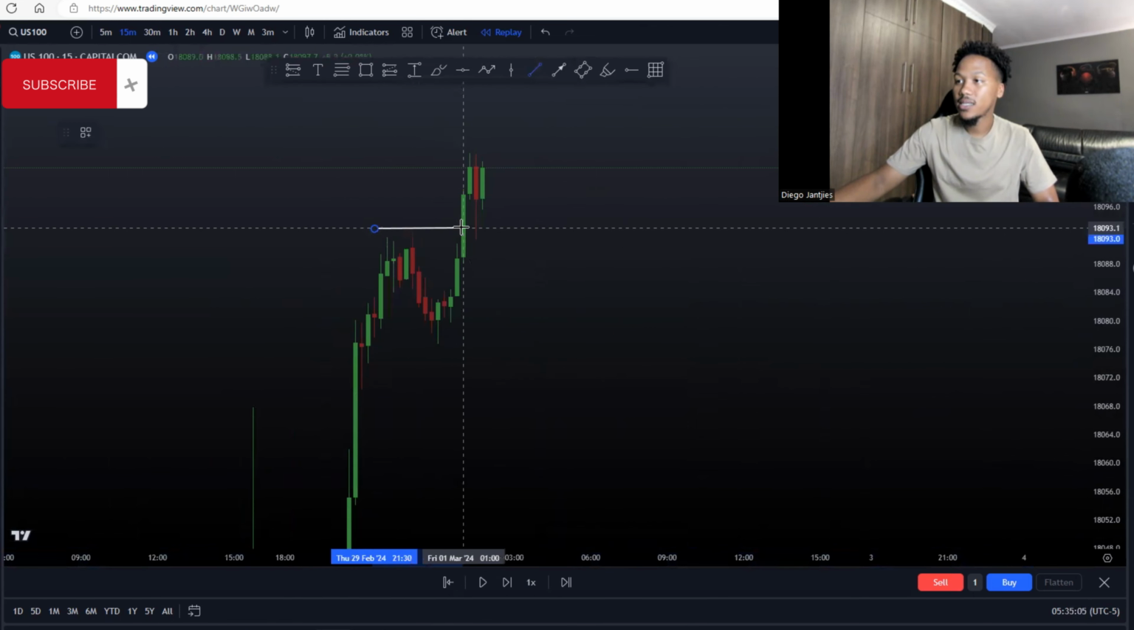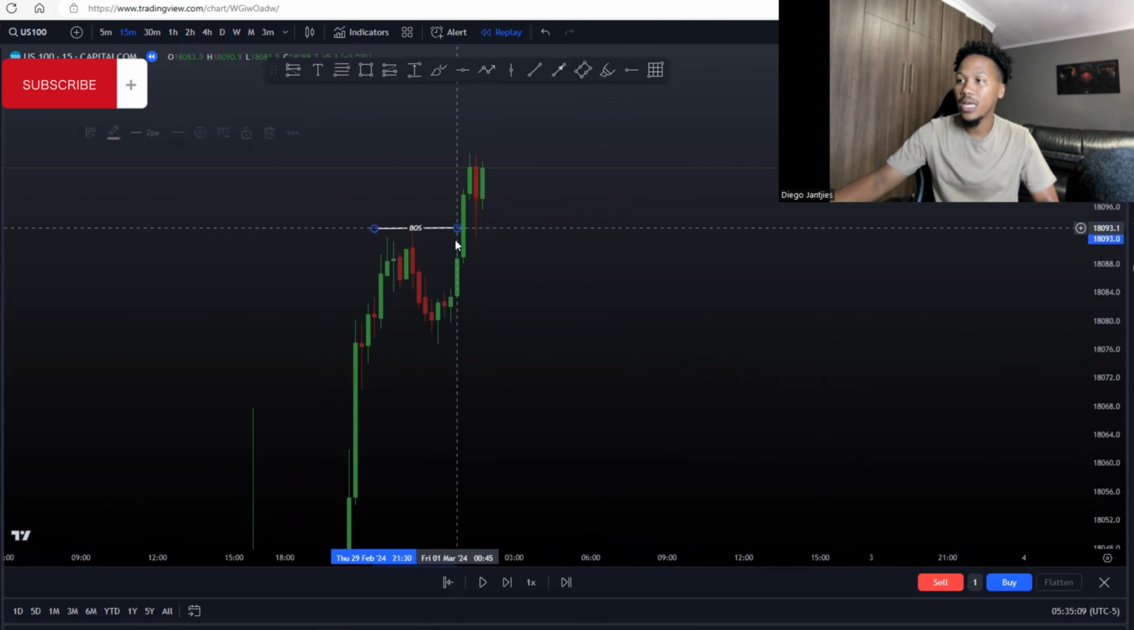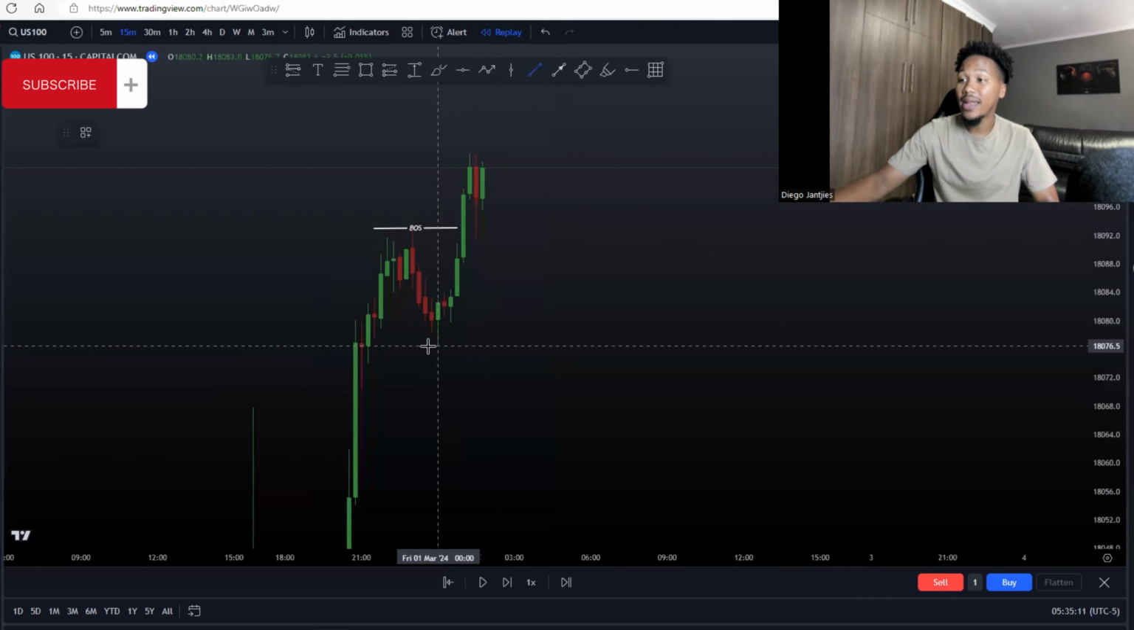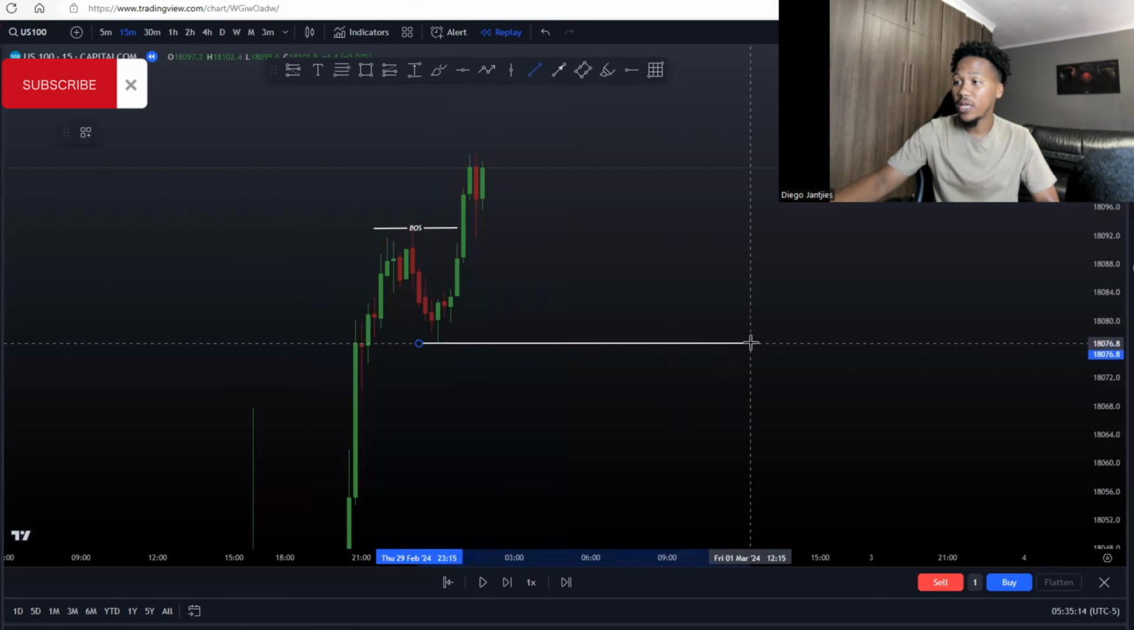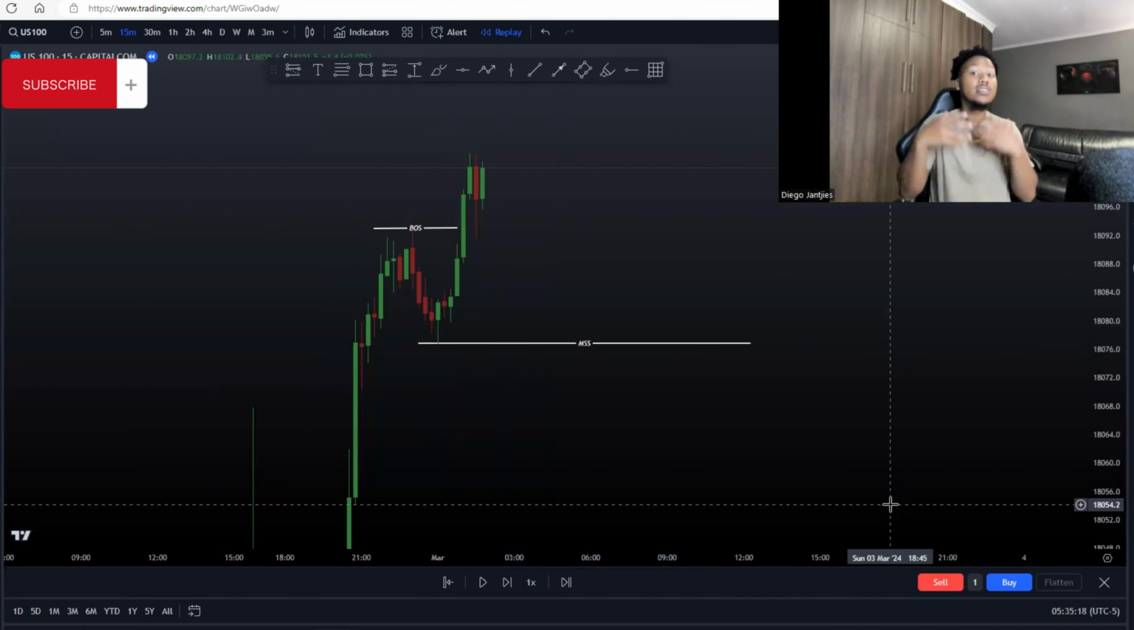Box out those highs, right? Because that right there is what? A break of structure. We are continuing within our bullish momentum, right? If we would have to find ourselves breaking below this low over there, what will that be? That will be a change in character. That will be a market structure shift, right?